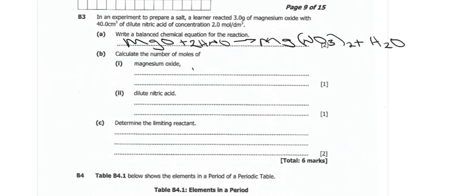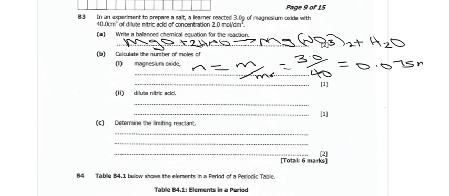just use the formula to say number of moles is equal to the given mass over the molar mass, and this will give us 3.0 over the molar mass of magnesium oxide, that is 40. Okay, then dividing there, we get 0.075 moles of magnesium oxide.